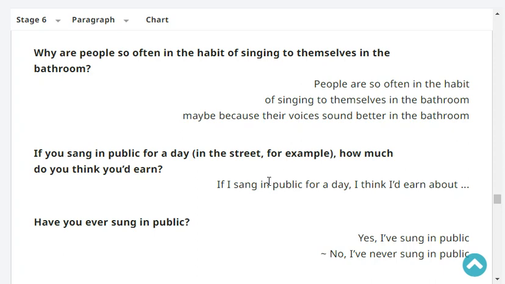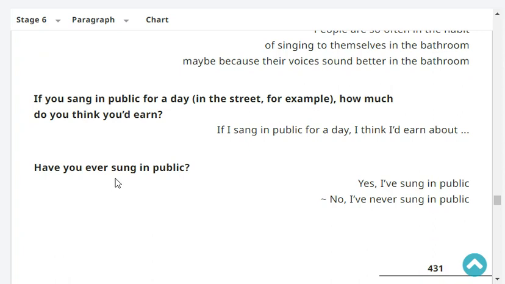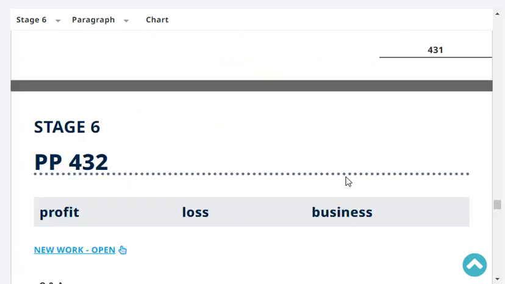If I sang in public for a day, I think I'd earn about 5 yen. Very good. Have you ever sung in public? Yes or no? No, I've never sung in public. Very good.